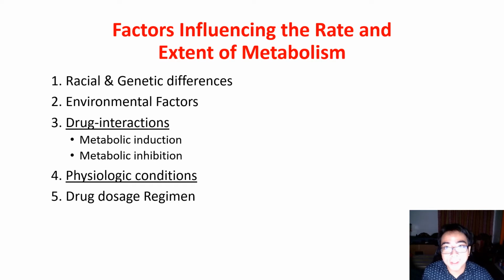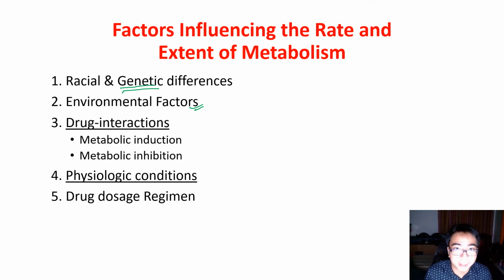So what are the factors affecting the rate and extent of metabolism? Of course, racial and genetic differences. Some people class are born fast metabolizers, while some are slow metabolizers. So that usually depends on the genes. There's a genetic influence involved here. So, halimbawa, most Caucasians class are considered to be slow metabolizers, while Filipinos or Asians are oftentimes considered as fast metabolizers for certain drugs. Okay? So, let's not talk too much about that.